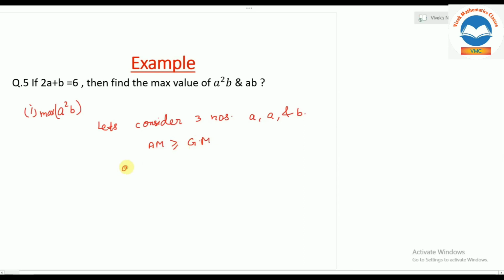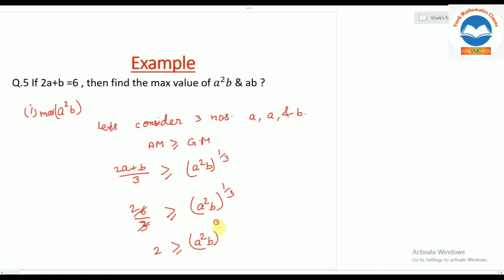So what will be the AM of all these numbers? (2a plus b) divided by 3 will be greater than or equal to the product, which is (a squared b) to the power 1 by 3. This 2a plus b value we have given as 6. 6 divided by 3, sorry, this is 3, then here you will get 2. This 2 will be greater than or equal to (a squared b) to the power 1 by 3. So (a squared b) to the power 1 by 3 will be less than or equal to 2.